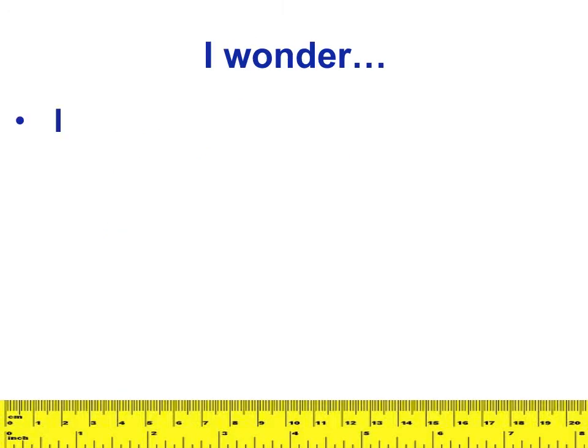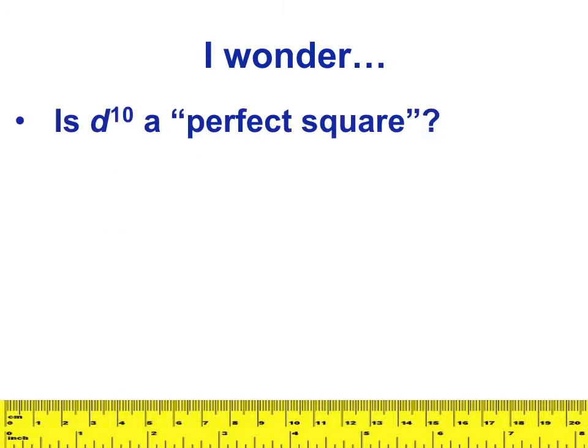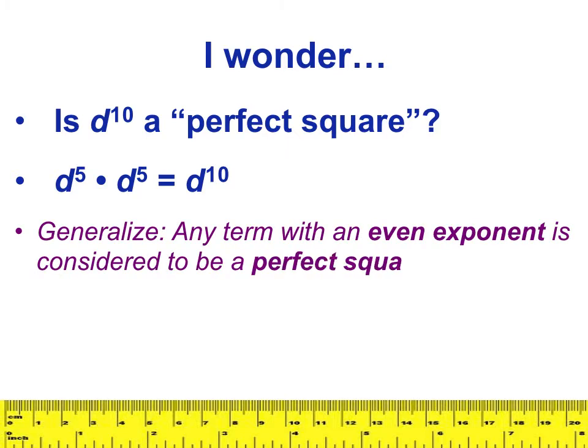Now I wonder, is d to the 10th a perfect square? Even though the exponent 10 is not a perfect square, is this expression a perfect square? Well, d to the 10th could be written as d to the 5th times d to the 5th, so therefore it is a perfect square. And I can generalize that any term with an even exponent is considered to be a perfect square. So that will help me factor some expressions with even exponents.